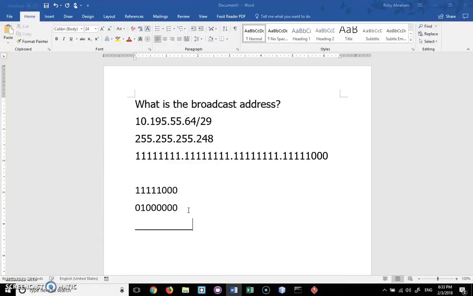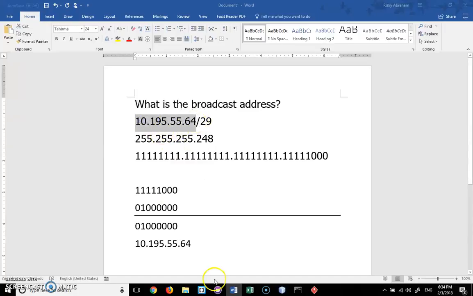Then we do the AND method, and if we see 1 and 1, we have to put 1 underneath. So 1 and 0 means 0, and then 1 and 1 means 1, and then there's another 0 0 0 0 0. So the network address would be 10.195.55.64. So this is actually the network address.